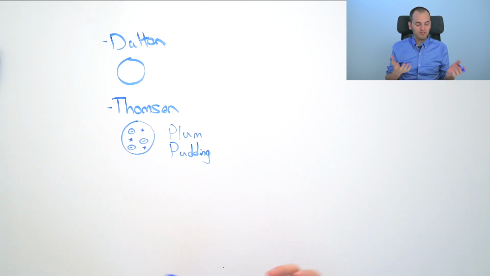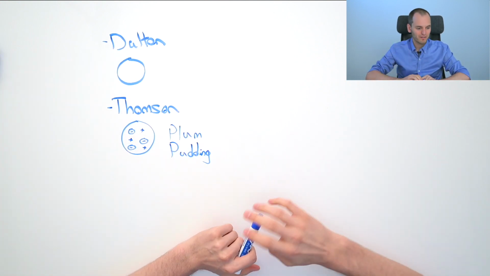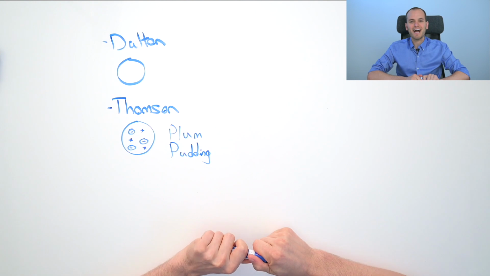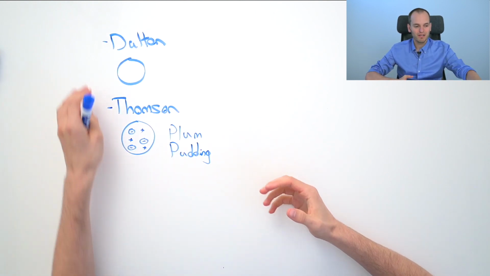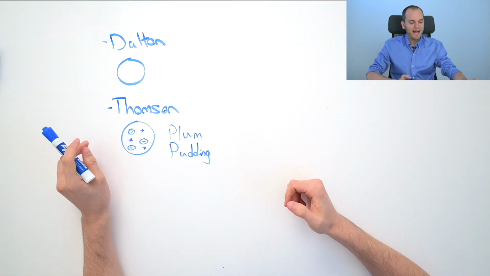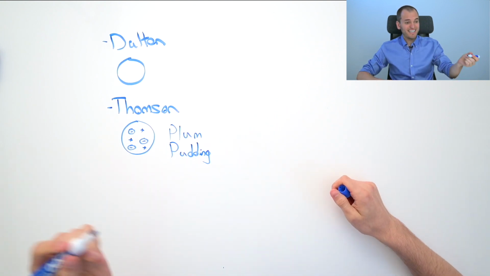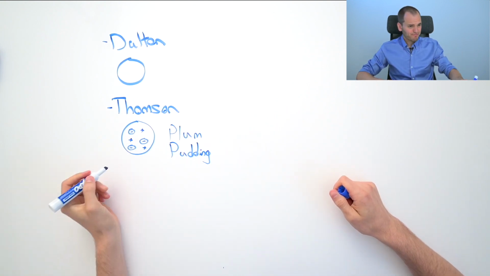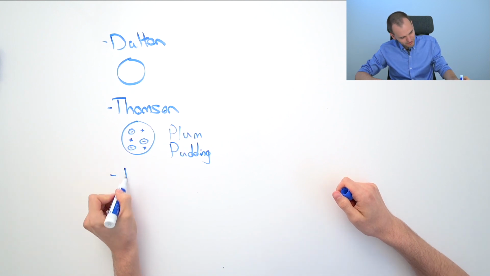Now, this was a great idea. It was a big leap forward in understanding the atom from what Dalton had, and we're now with the plum pudding. After the plum pudding, we then had a scientist and his team, rather, and his name was Ernest Rutherford.